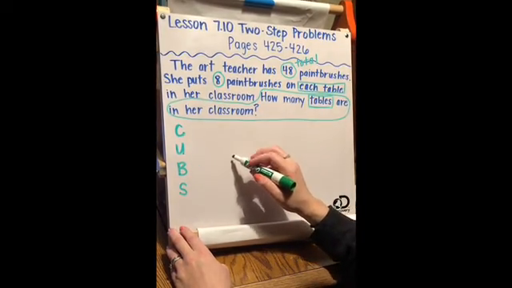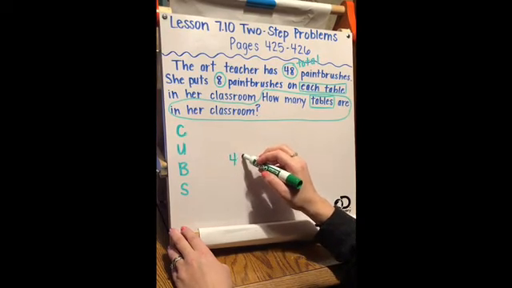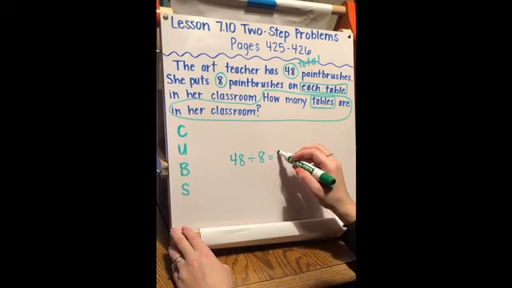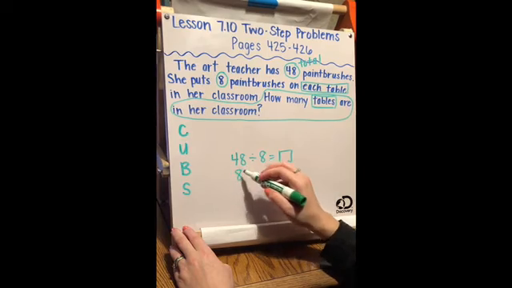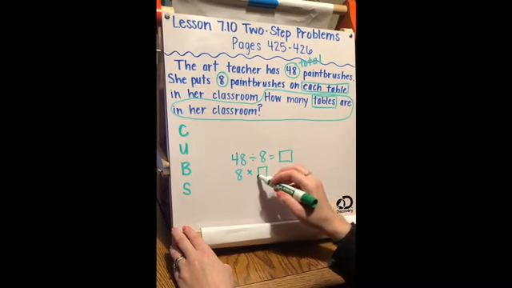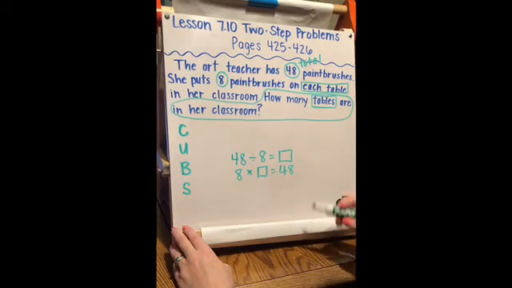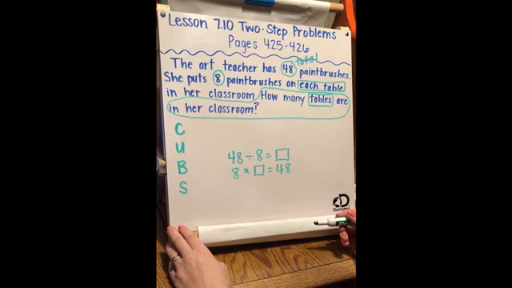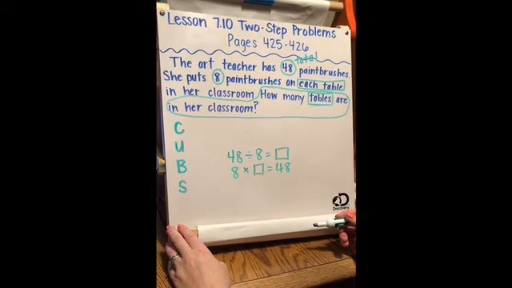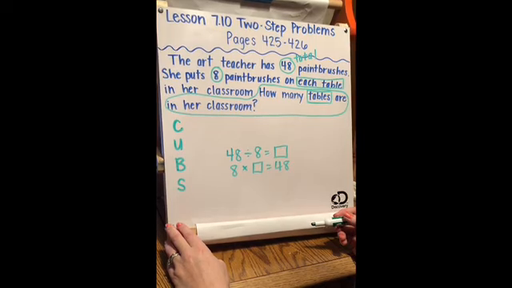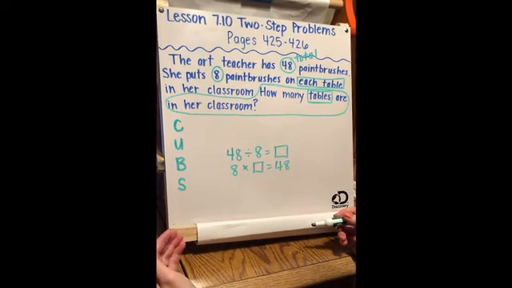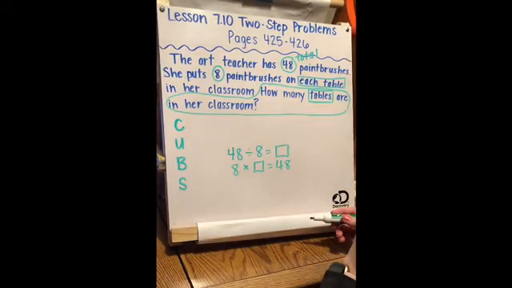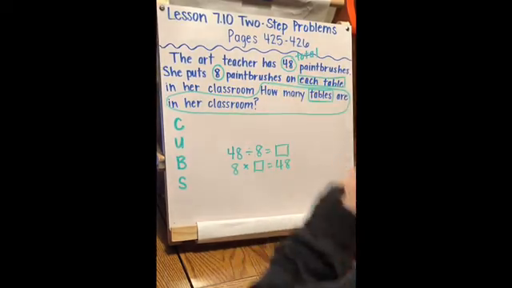So I'm going to build both equations for you, because we know that division and multiplication are inverse operations, so we can use them to help solve our problem. Now, you know me, I like to draw pictures, so I'm going to choose the strategy of drawing a picture. So, I'm going to put 8 paintbrushes on each table all the way to my total 48.